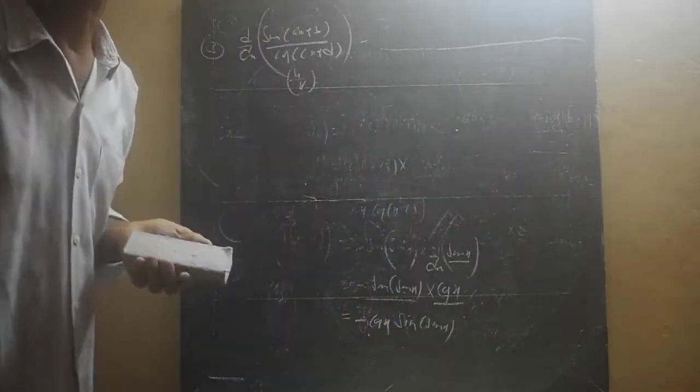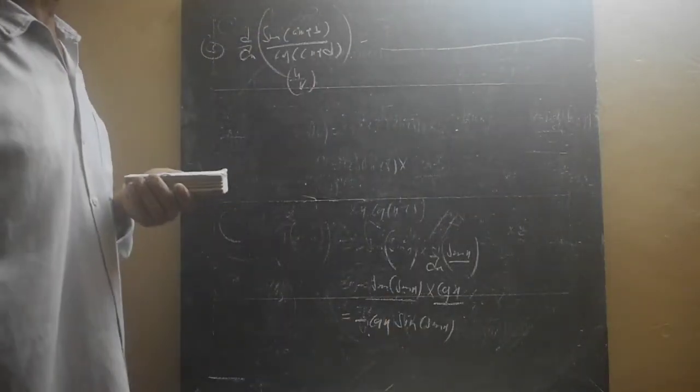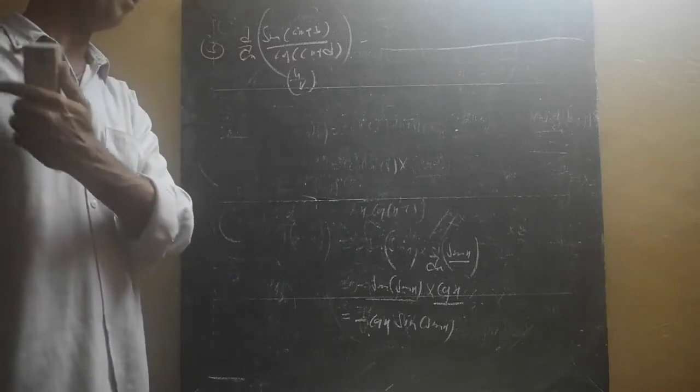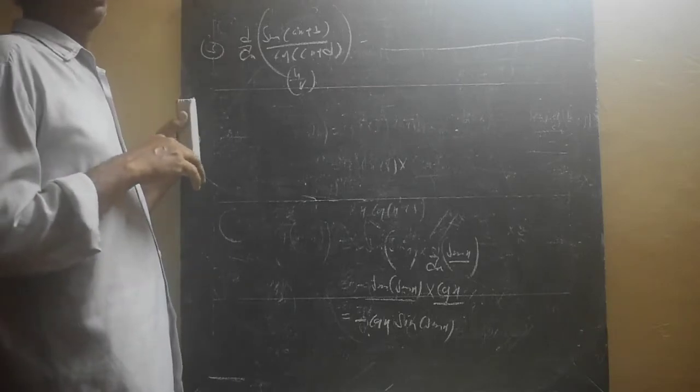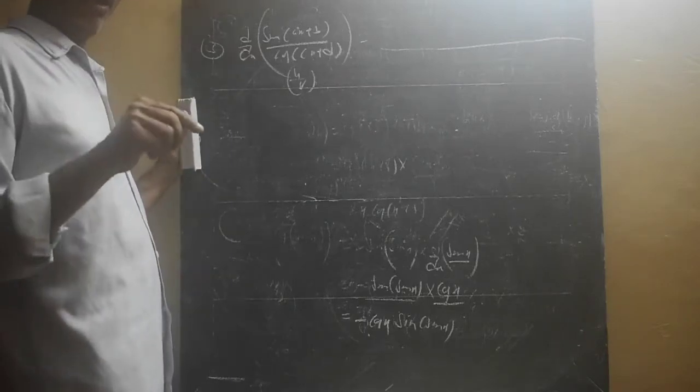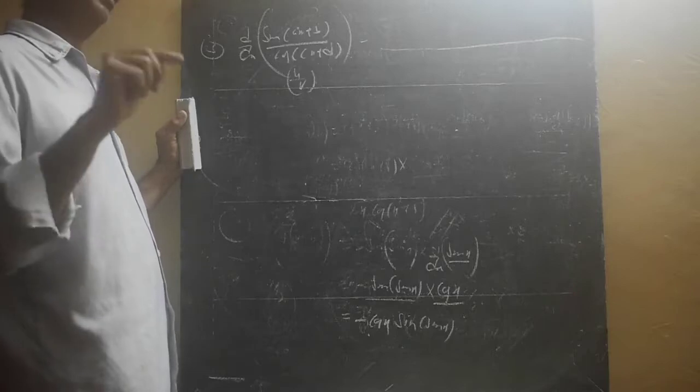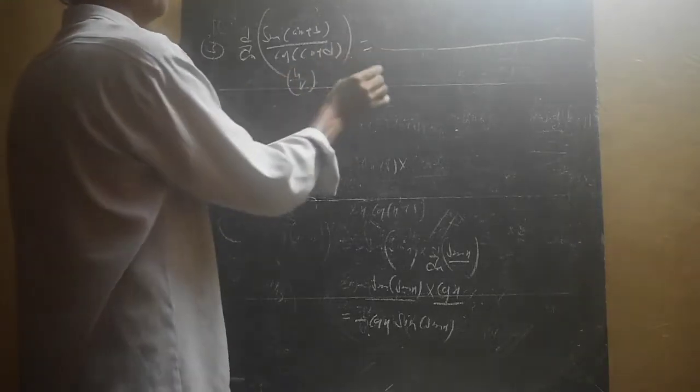Try to first of all apply the quotient form. Even though it is a composite function, if it is in the quotient or in the product form, first the quotient and product formula should be taken. Then while differentiating each and every term, apply the composite function rule if it is really a composite function; if it is a simple function, apply the simple differentiation formula. That's all. First of all, quotient formula.